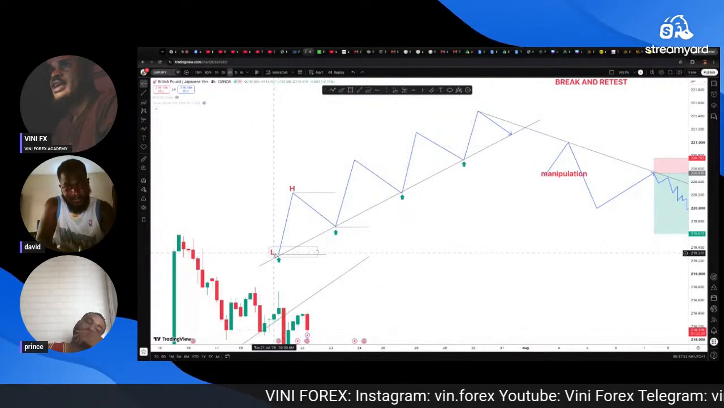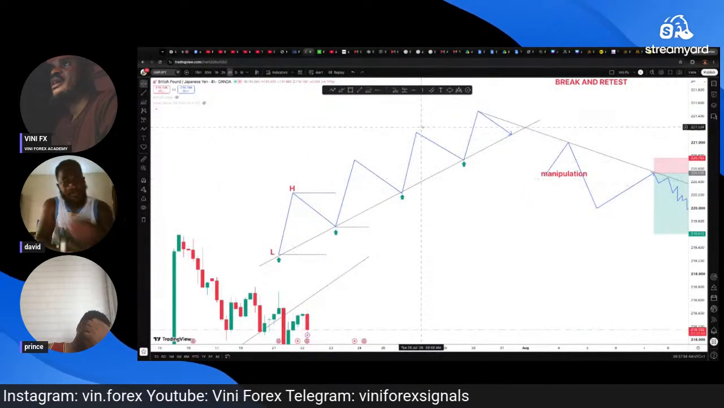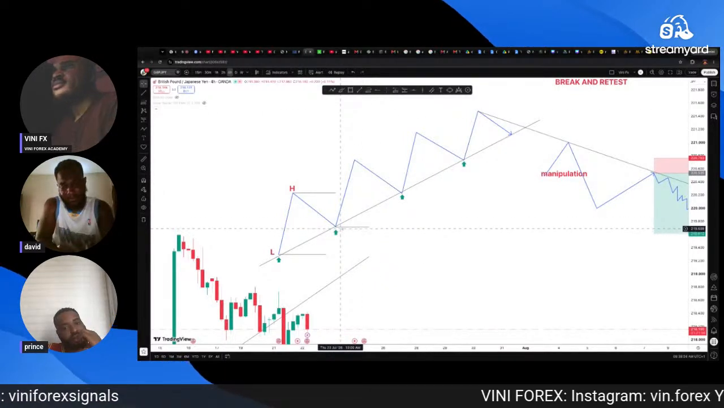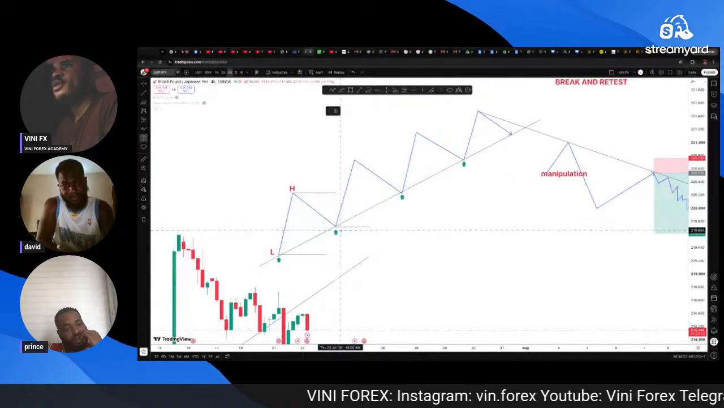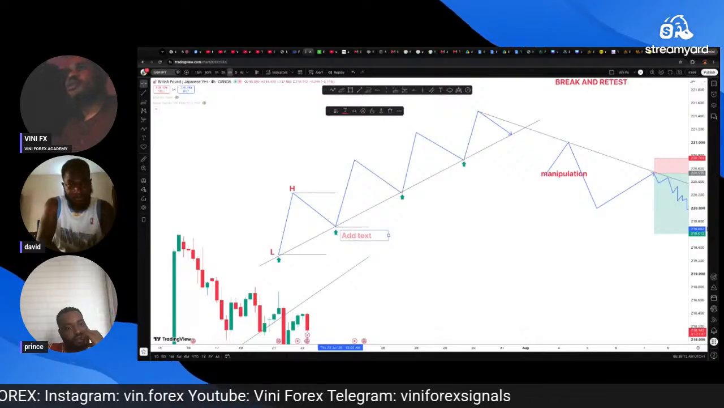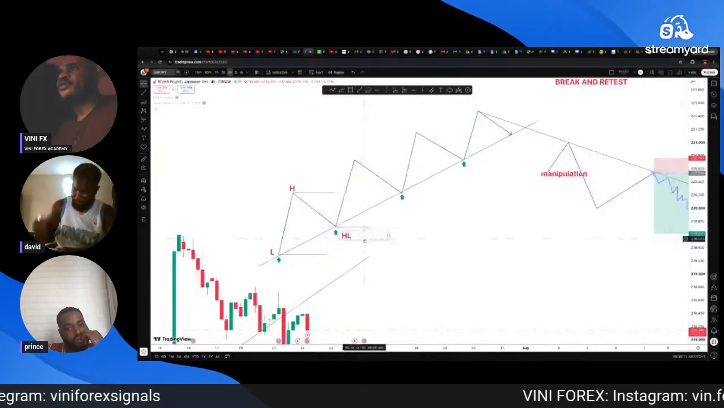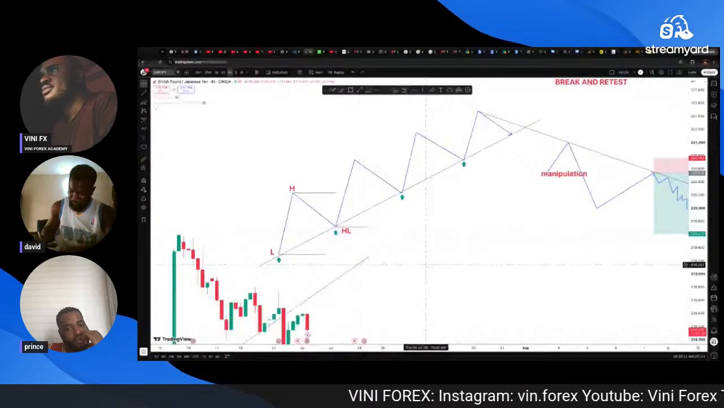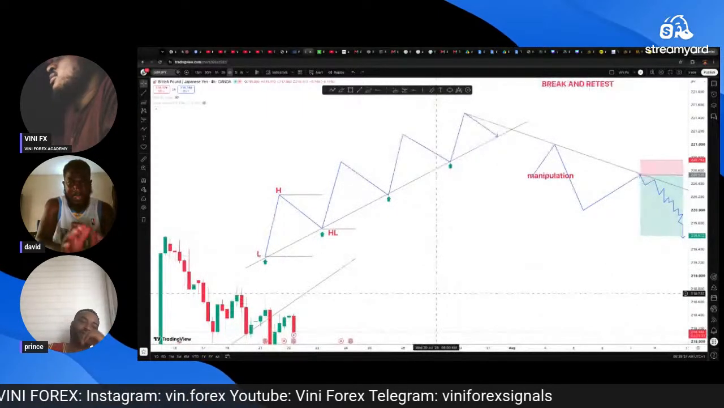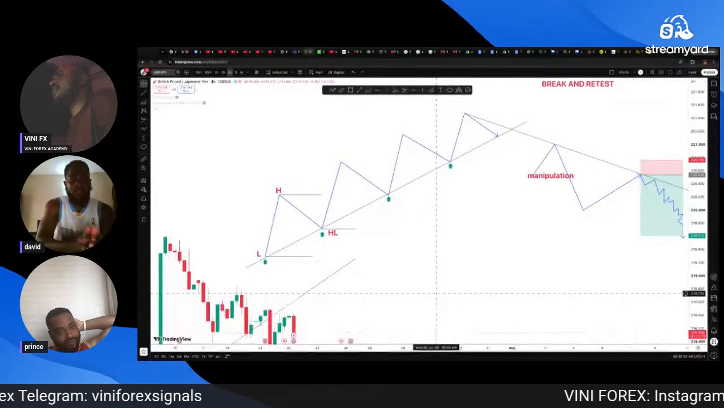So here is a low, labeled as L. Here is a high, labeled as H. Now after a high, the market will come and give you a low. But because there is already a low before, and this new low is not equal to that low or below that low, we call it a higher low, HL. Do you know why it's called a higher low? Yes, sir. Because it's higher than the previous one. Very good.